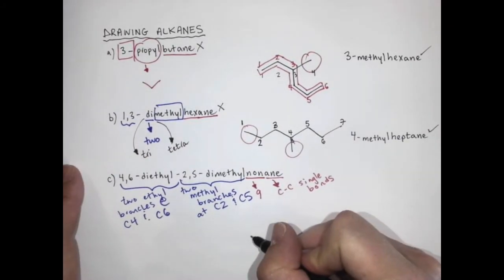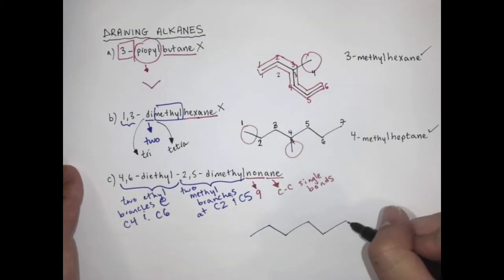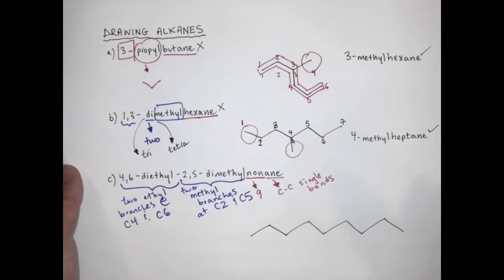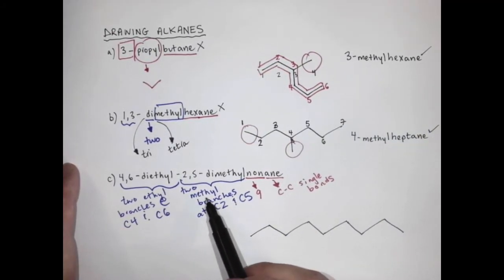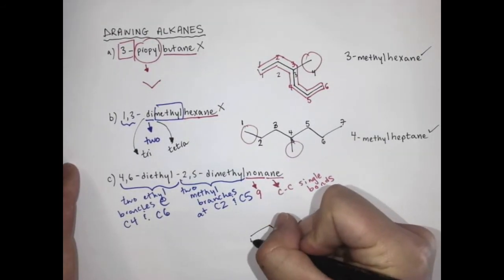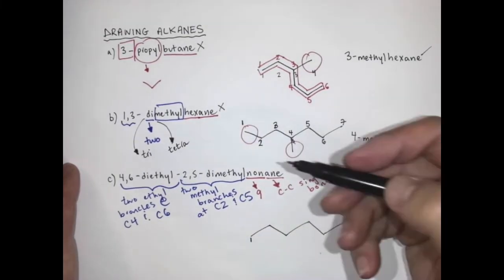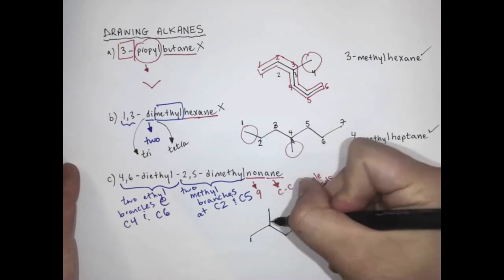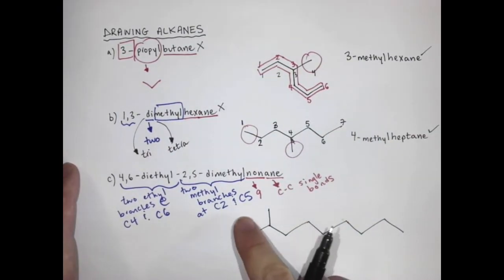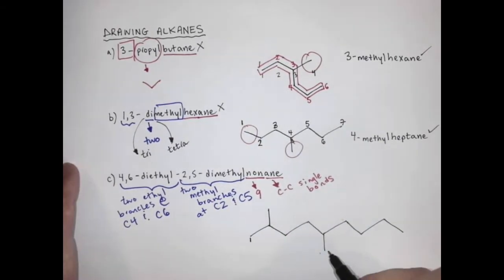Nonane: 1, 2, 3, 4, 5, 6, 7, 8, 9. So there's my 9 carbon chain. And let's deal with the 2,5 dimethyl. So we'll start here. This is carbon 1. 1, 2. So at carbon 2, I'm going to have a methyl group. At carbon 5, 1, 2, 3, 4, 5, I'll have another methyl group. So that one goes right there.